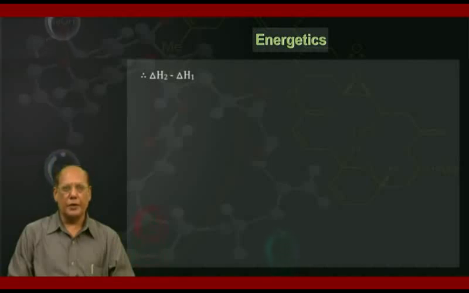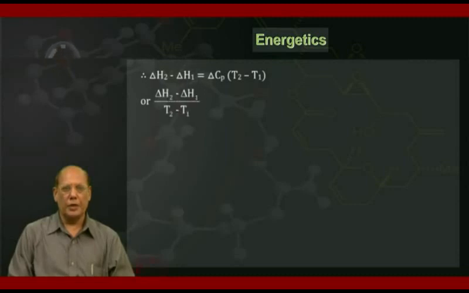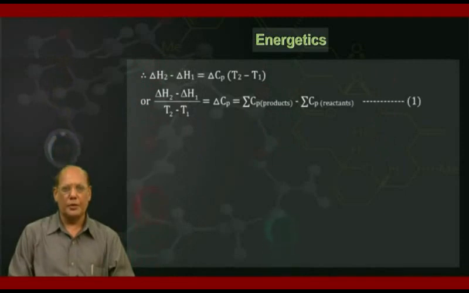H2 minus delta H1 is equal to delta Cp into T2 minus T1, or delta H2 minus delta H1 upon T2 minus T1 is equal to delta Cp. That is further equal to sigma Cp values for products minus sigma Cp values for the reactants.